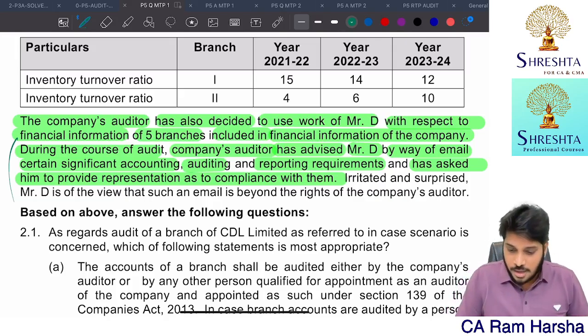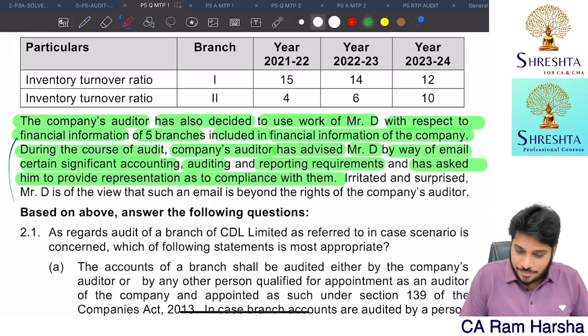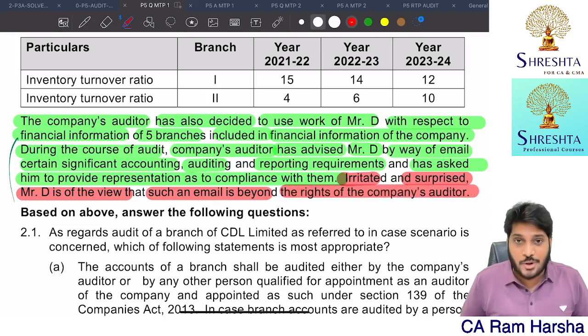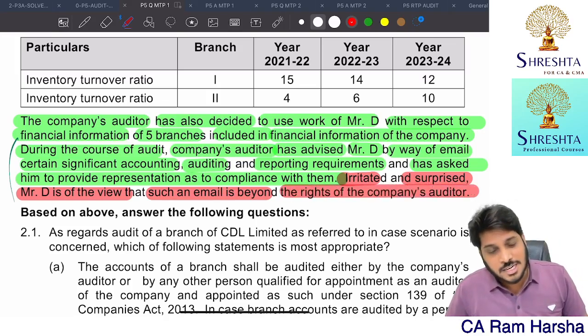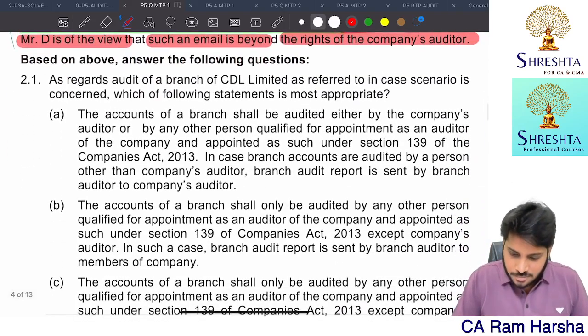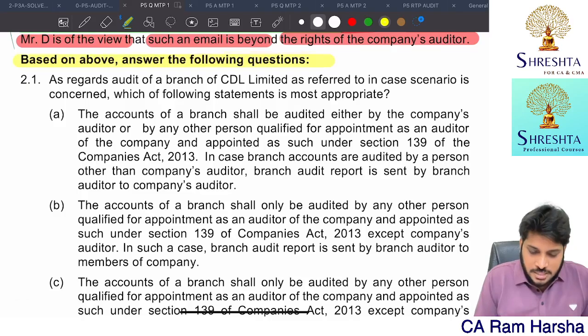He can. And you see here, irritated and surprised, Mr. D is of the view that such an email is beyond the rights of company auditor. That's wrong. It is recommended under standard. It is even permitted under standard. Branch auditor has to respond to the mail of the principal auditor, has to give a representation to the principal auditor. Fine, we'll see. Based on the above, answer the following.